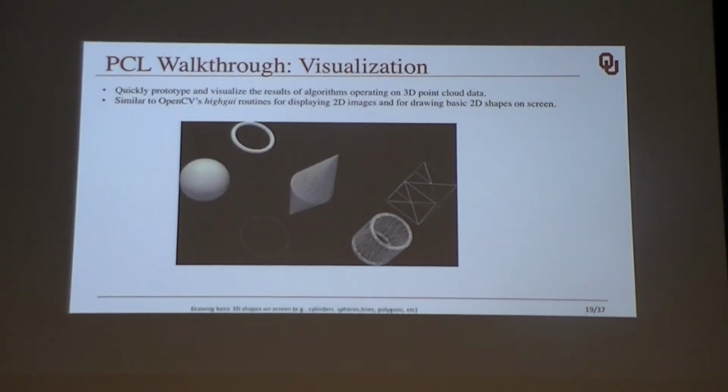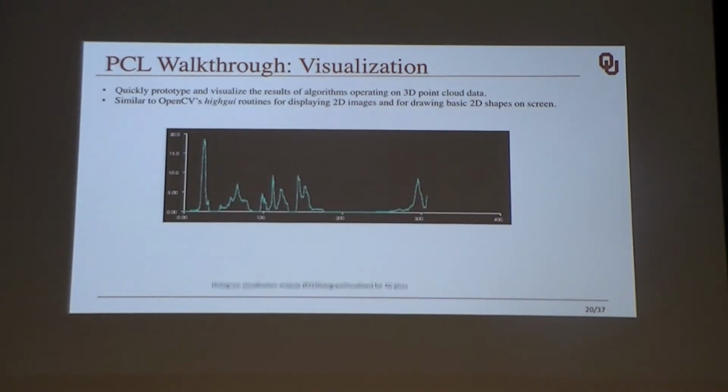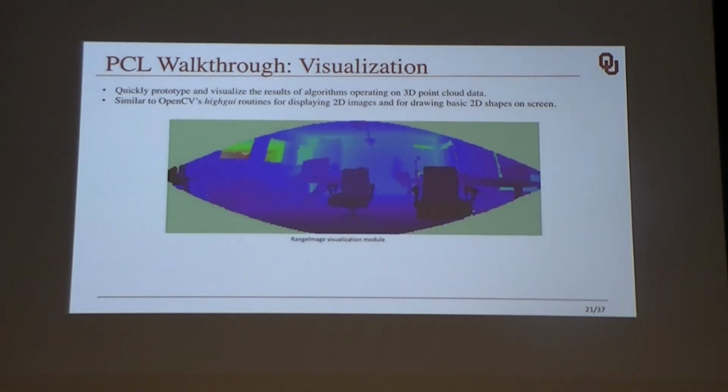Another functionality is to draw some basic 3D shapes like surfaces, spheres, circles, cylinders. You can draw these polygons using the visualization module. You can even plot some histograms. You can show some range images that contain information about the distance.